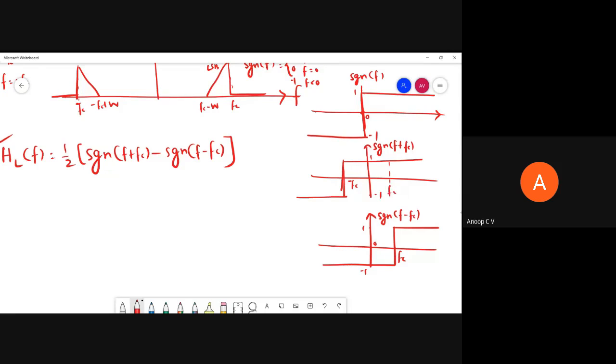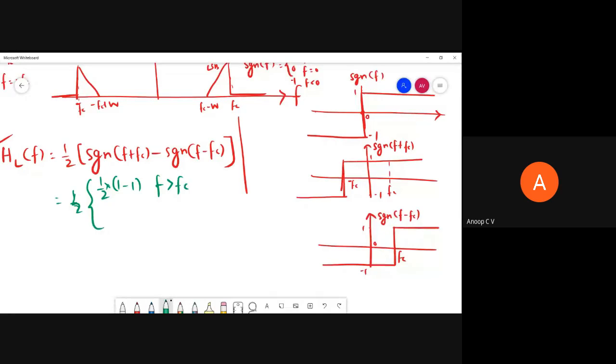Say this is FC. If you see for frequencies greater than FC, I'll write it here. So half into, for frequency greater than FC, signum of F plus FC is 1. Signum of F minus FC is also equal to 1. So it will be 1 minus 1 for frequency greater than FC, right?